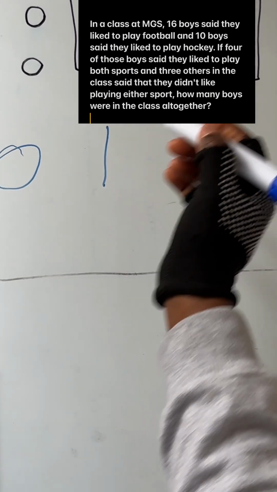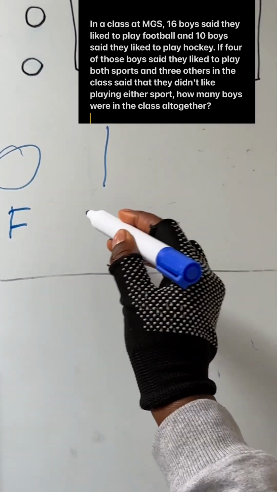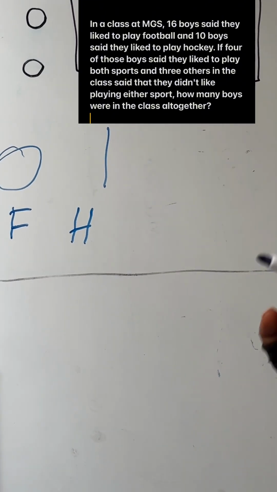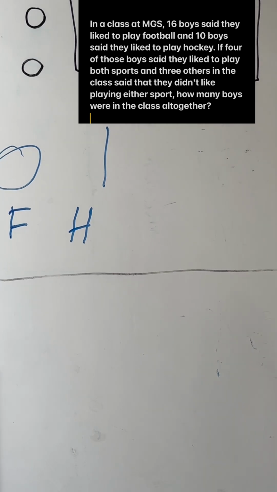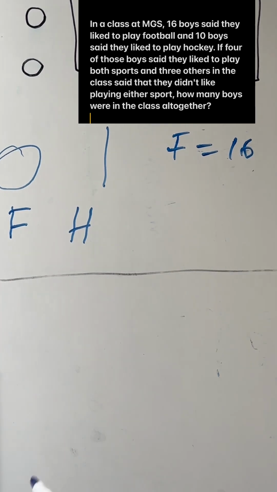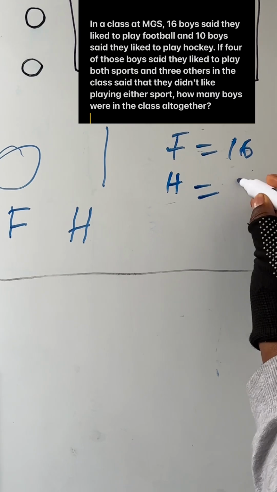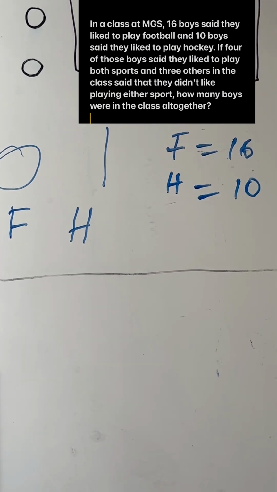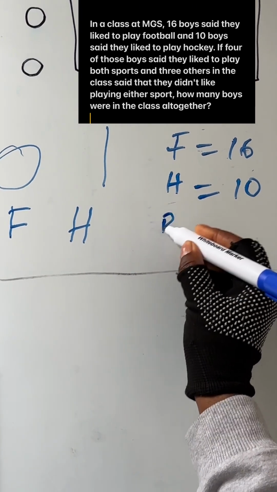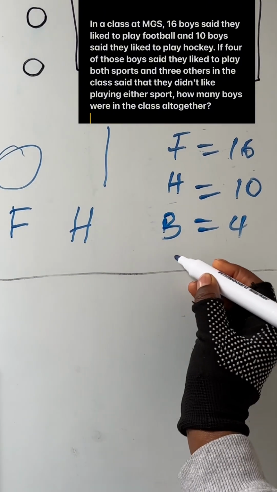Okay, so let's say football is F and hockey is H. 16 boys liked football, so F is equal to 16. 10 boys liked hockey, so H is equal to 10. And then 4 boys like both sports, and 3 boys liked neither of the sports.